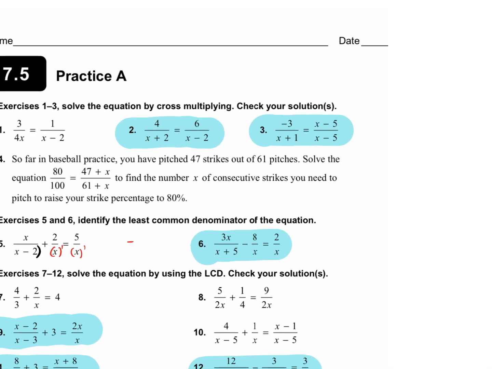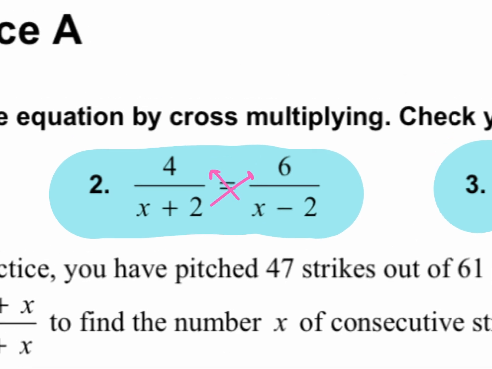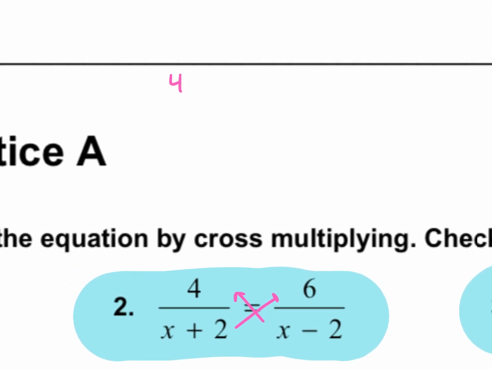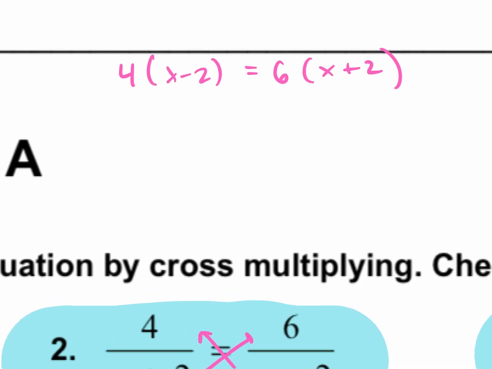So let's look at number 2. So what do we do when we have a fraction equals a fraction? Cross multiply, perfect. So on top, we have 4 times x minus 2 is equal to 6 times x plus 2. From here, we just solve like a normal equation. What would we do next to solve? Distribute the 4, and we can distribute the 6. So 4x minus 8 is equal to 6x plus 12.